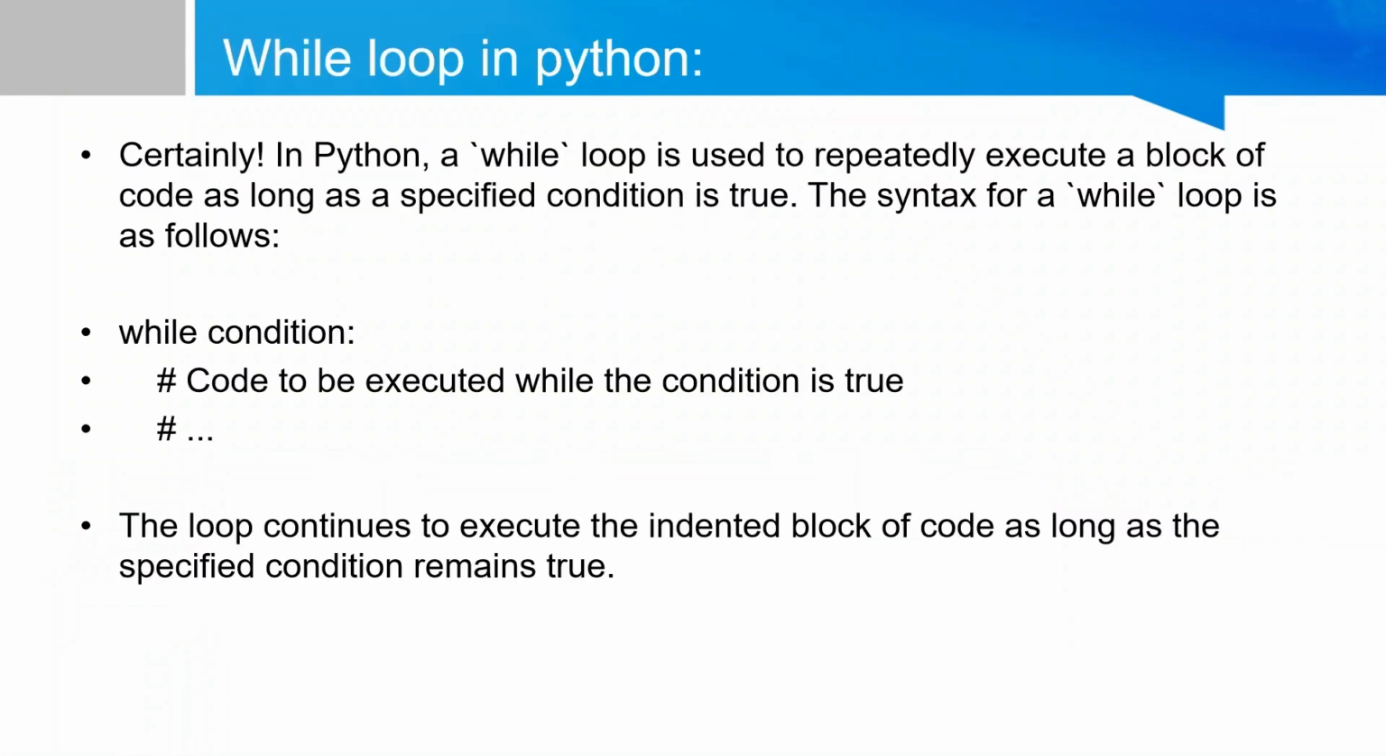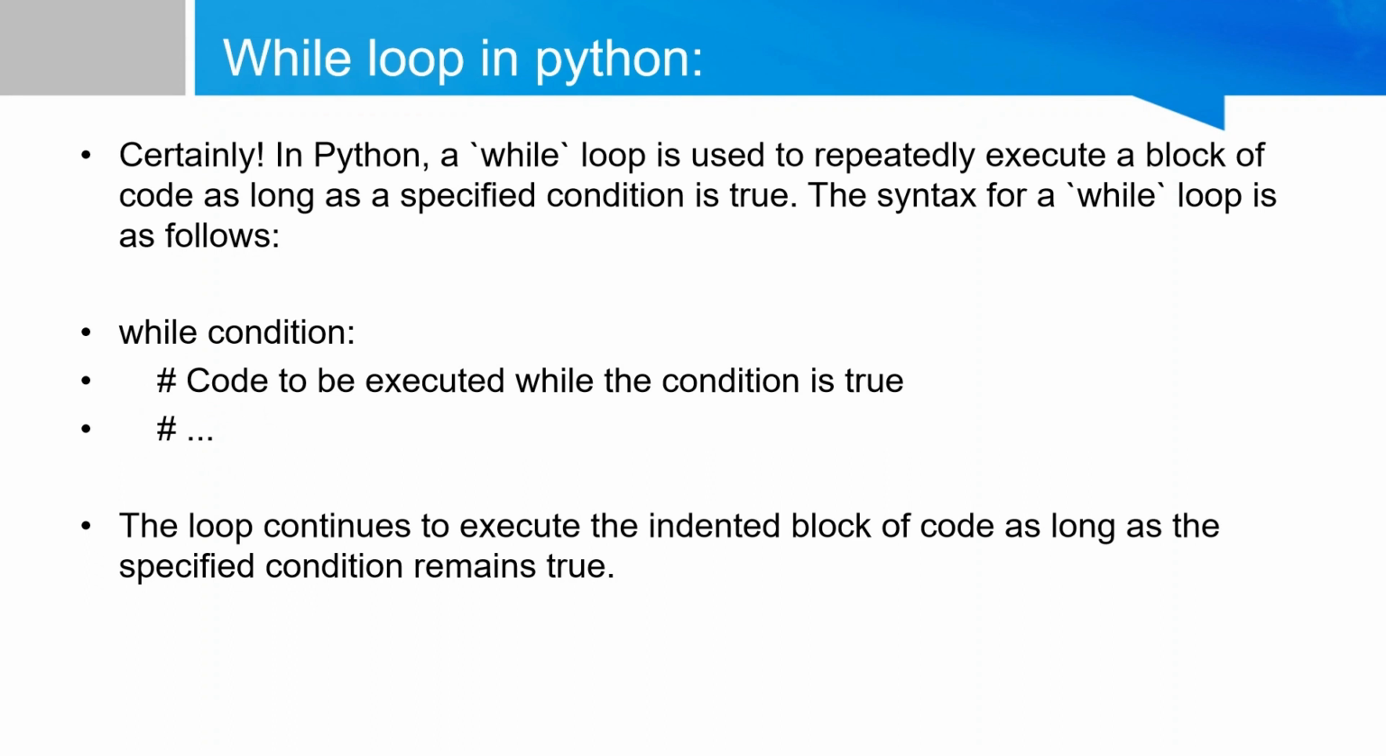So let's go. In Python, a while loop is used to repeatedly execute a block of code as long as a specified condition is true. So here is the syntax for the while loop. The loop continues to execute the indented block of code as long as the specified condition remains true. Once the condition is false, the loop exits and the program continues with the next statement after the while block.